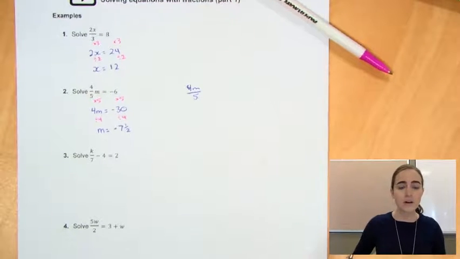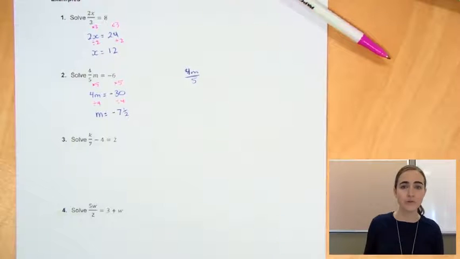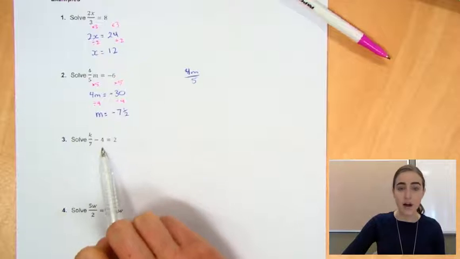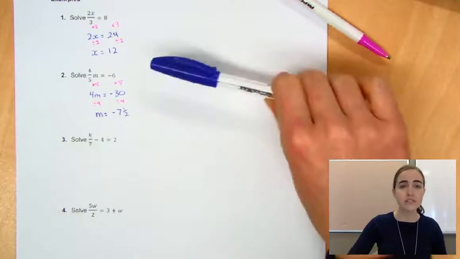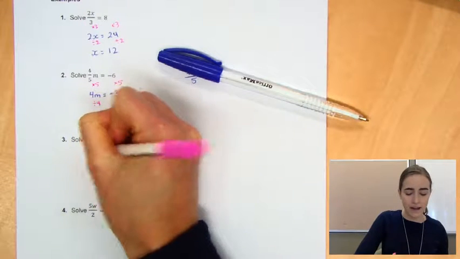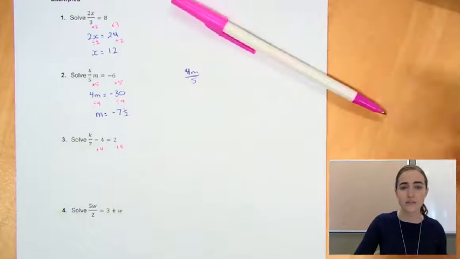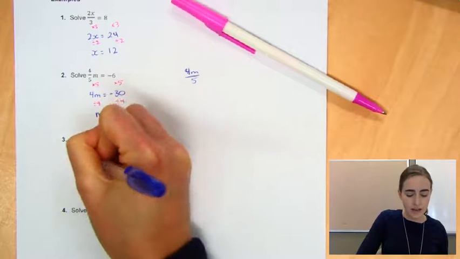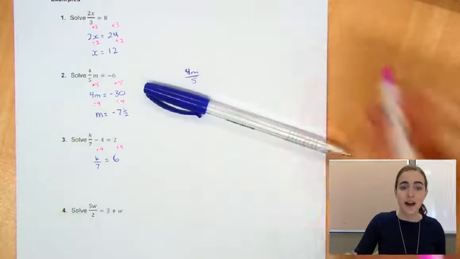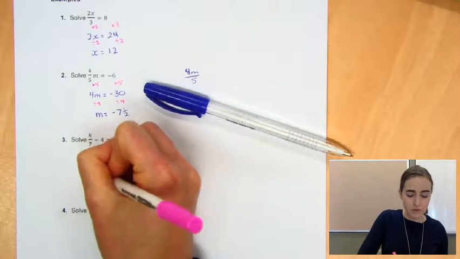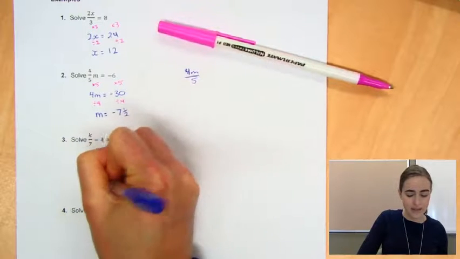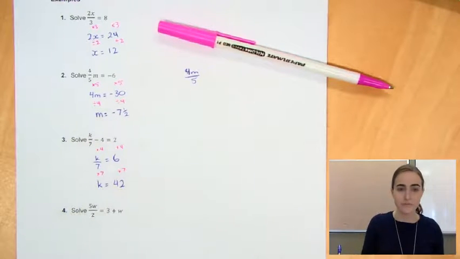Our third example asks us to solve k over 7 minus 4 equals 2. So the first thing I would get rid of here is that minus 4. You can get rid of the 7 first if you like, but it's just that little bit more complicated. So let's get rid of that minus 4 by adding 4 to both sides of that equation. So then we'd end up with k over 7 is equal to 6. Then to get rid of our 7 out of the denominator, we're going to multiply both sides of that equation by 7. And we'll end up with k equals 42.